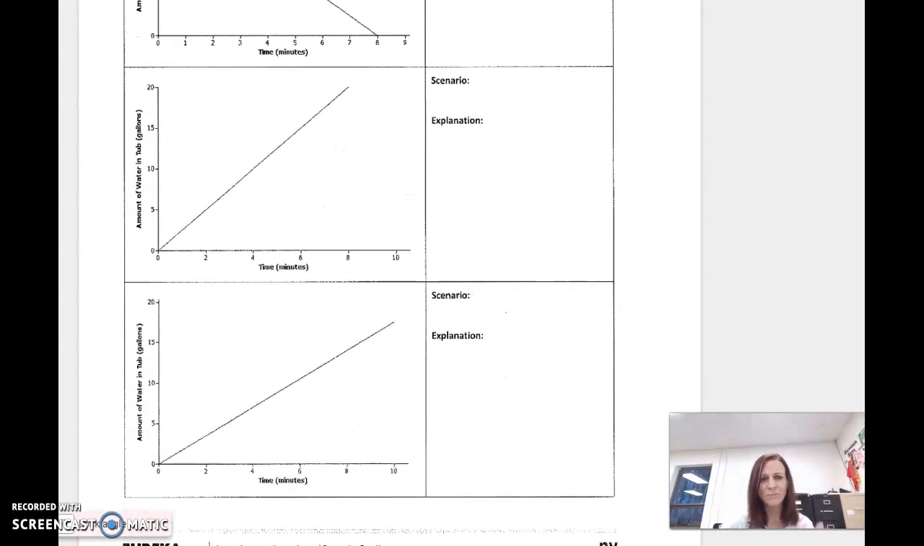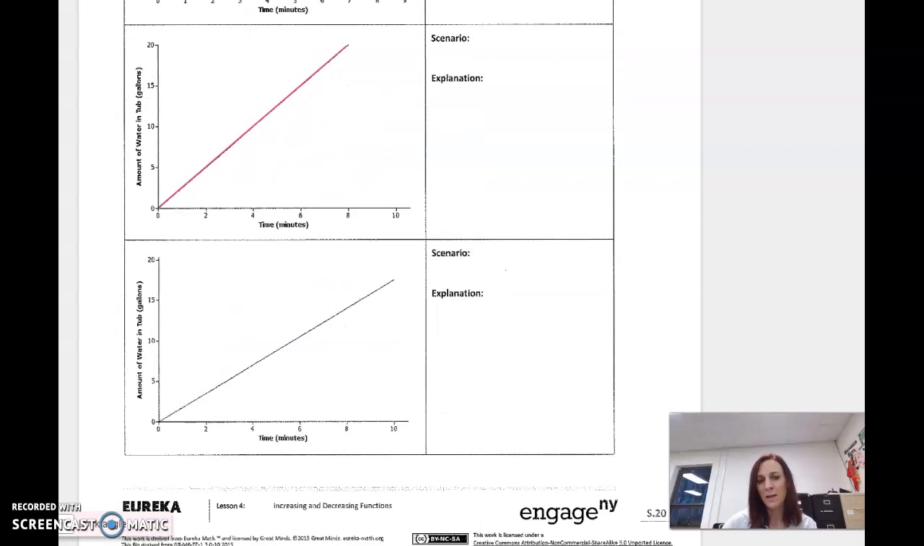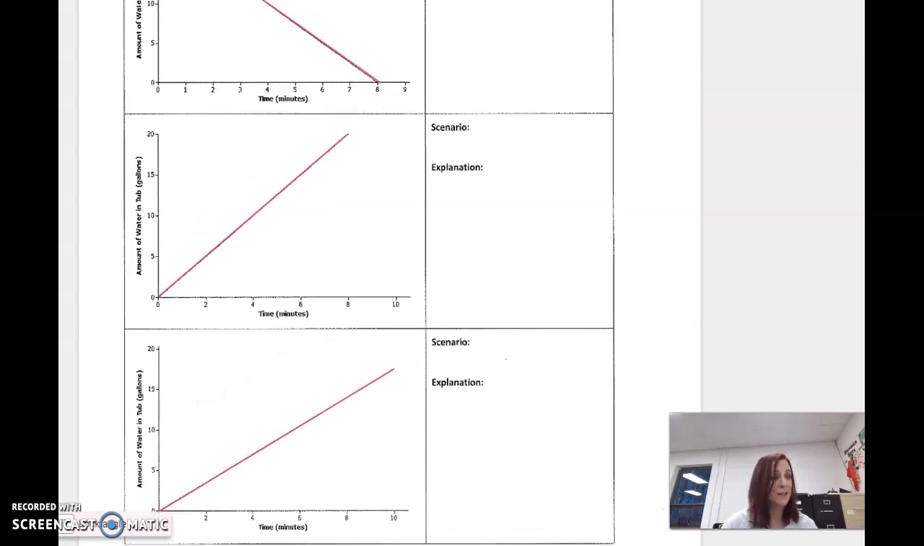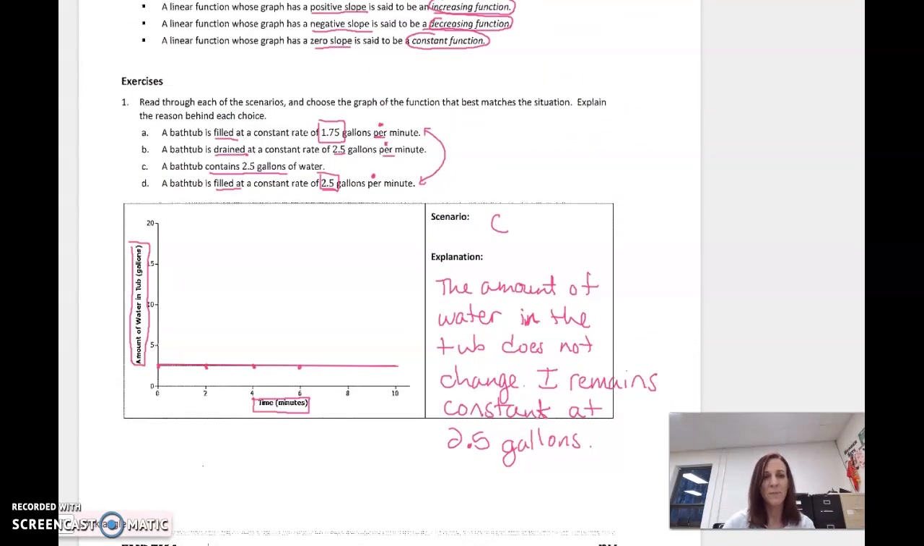Okay, let's come back up to this one. So when I look at these bottom two here, the difference between these and these, well, remember, we always read graphs from left to right. This one's going down, this one's going up, and this one is going up. All right, so if I go back to my scenarios, this is being filled, this is being filled. So we kind of talked about how that's increasing. This one is being drained. So the amount of water in the tub is going to be decreasing for B here.